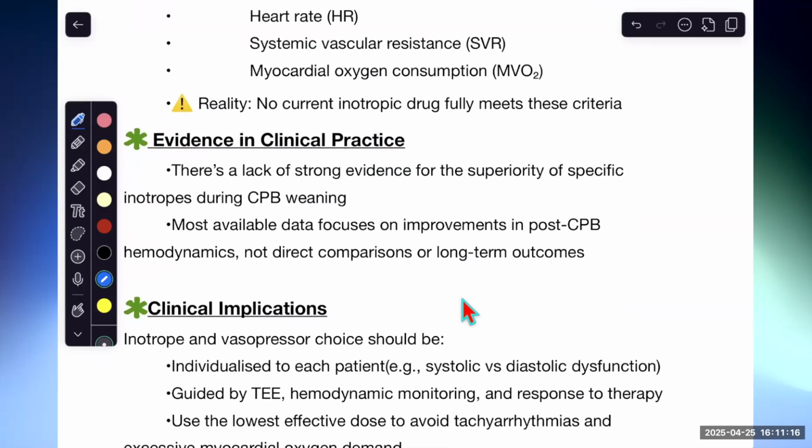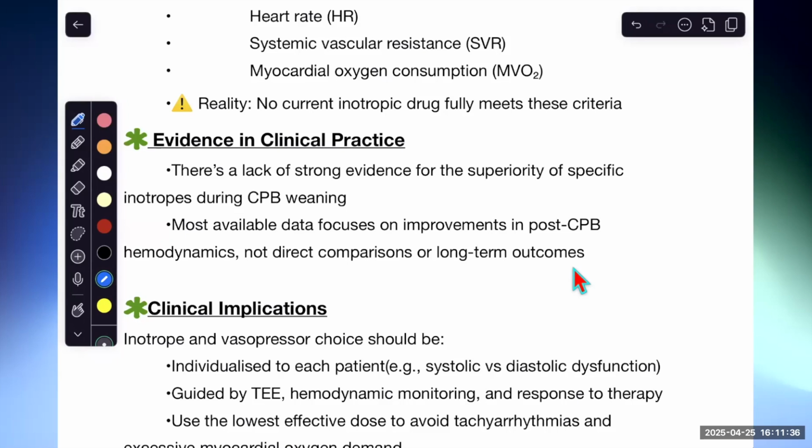Which is the best inotropic support? There is a lack of strong evidence for the superiority of a specific inotrope during weaning. Most available data focus on improving hemodynamics during cardiopulmonary bypass. There is no direct or long-term comparison.